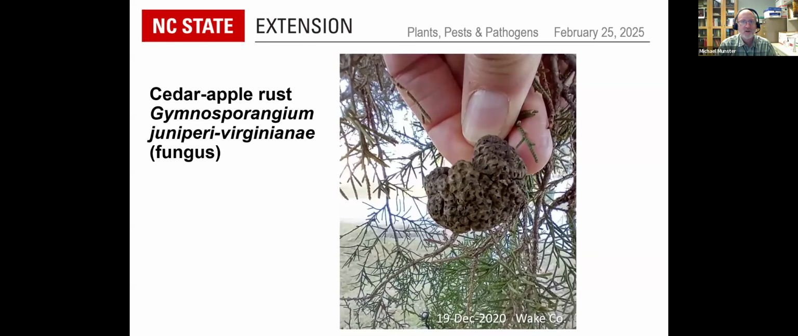Here is a gall of Gymnosporangium juniperi-virginianae formed on an eastern red cedar. So that'll be a little bit later, maybe April, when the first warm rains come, that we'll start seeing the big telia horns come out of that one.